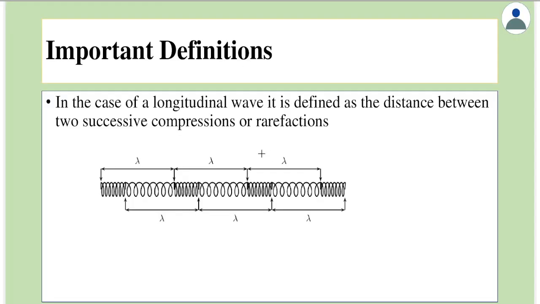The second definition: we can define wavelength for a longitudinal wave also. For a longitudinal wave, it is defined as the distance between two successive compressions or rarefactions. For example, if you look at this as one point of compression and this as the next compression, the distance between this and this would be lambda. Similarly, if you look at this as the starting point of one rarefaction and this as the starting point of another rarefaction, since these are successive, the distance between these two rarefactions is called the wavelength.